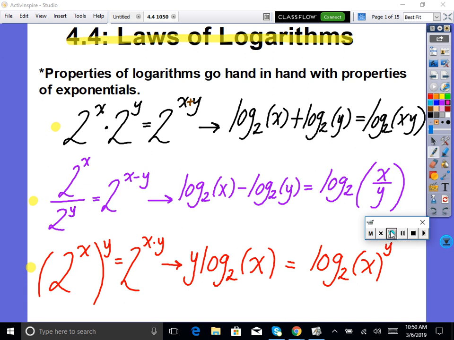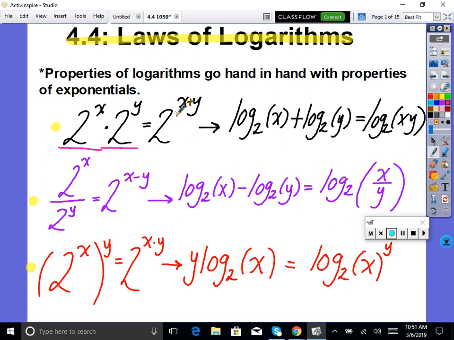Logarithms. Properties of logarithms go hand in hand with our properties of exponentials, exponents. They're just backwards. You only need to write down the log rule right here. So I'm just going to show you how they go hand in hand with our exponential rules. When you multiply the same base, instead of having two separate bases, we can write it as one base. When you multiply, you add your exponents, correct? When you multiply, you add.